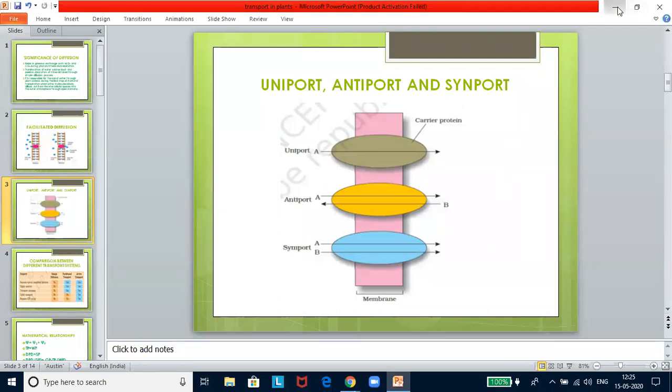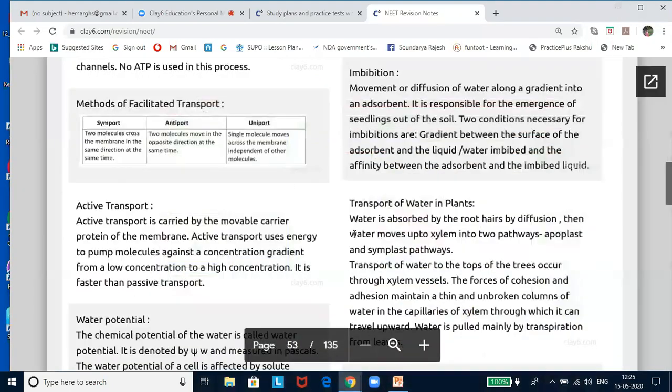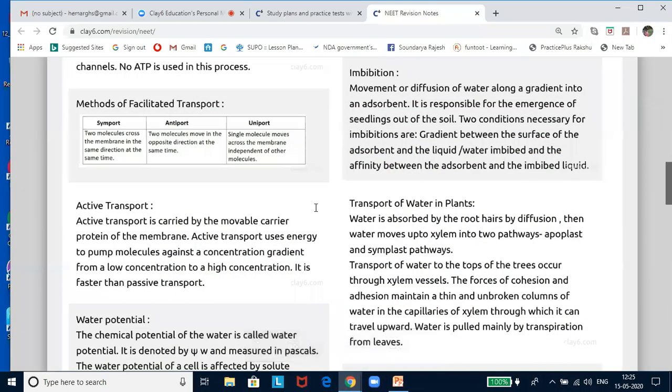Now let us look into active transport. This is the third type. It uses energy to pump molecules against a concentration gradient. It is carried out by the membrane proteins. Pumps are proteins that use energy to carry substances across the cells.